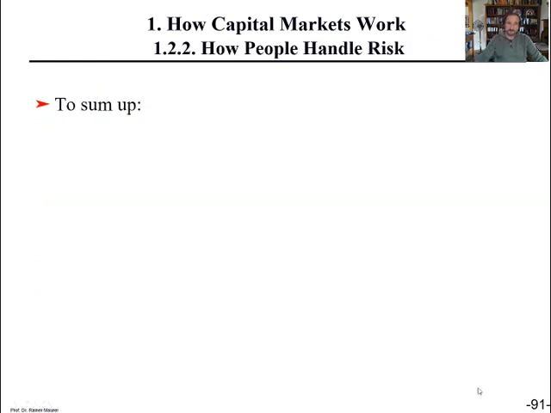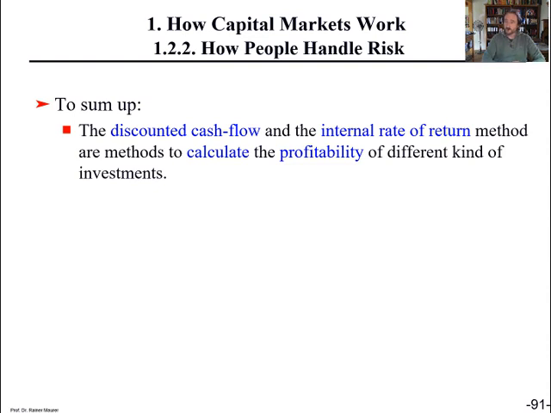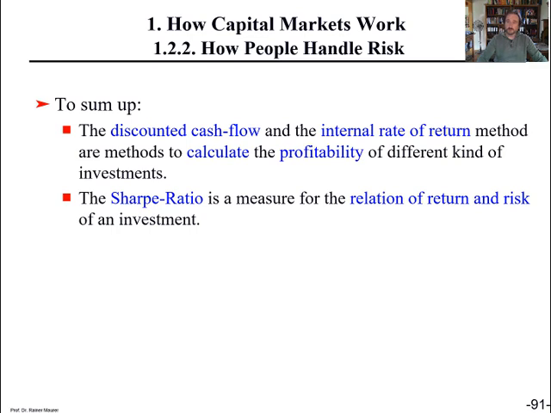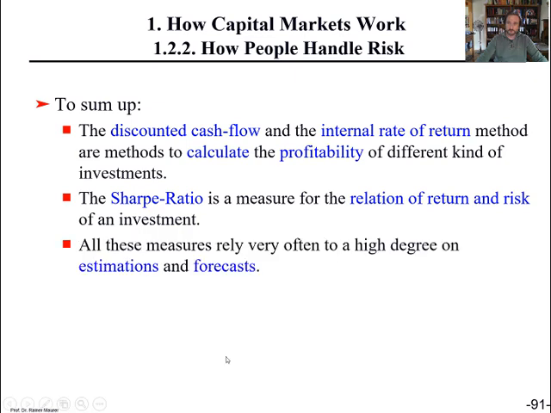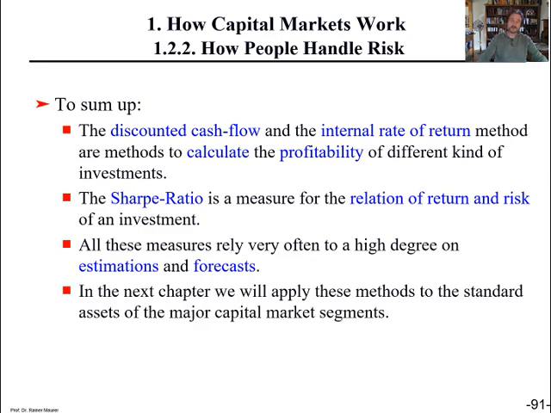So let's sum up. The discounted cash flow and the internal rate of return methods are methods to calculate the profitability of different kinds of investments. The Sharpe ratio is a measure for the relation of risk and return of an investment. All these measures rely very often on a high degree of estimation and forecast. In the next chapter, we will apply these methods to the standard assets of the major capital market segments. So much for this lecture.